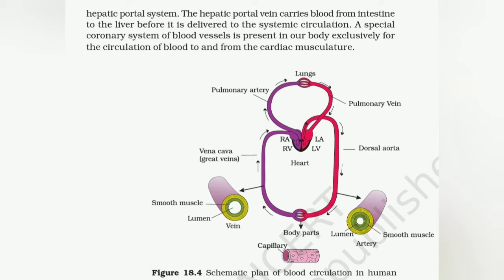Okay, coronary is meant for heart while hepatic portal system is meant for liver. Now in the diagram we can see the blood circulation in human, how the first loop forms the pulmonary circulation, the lower loop forms the systemic circulation, and hence the circulation of blood is known as double circulation in human.